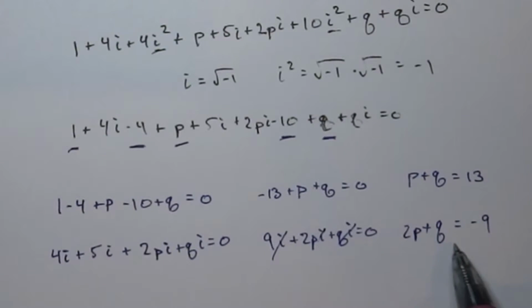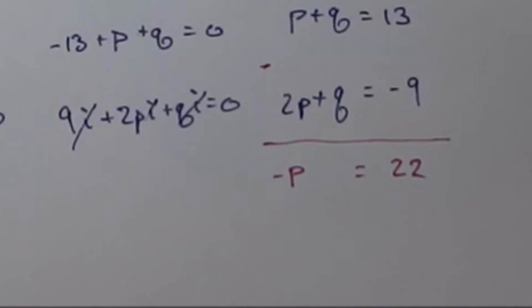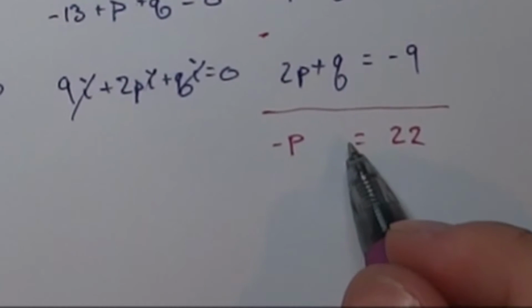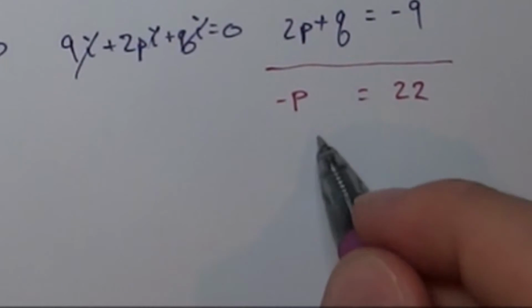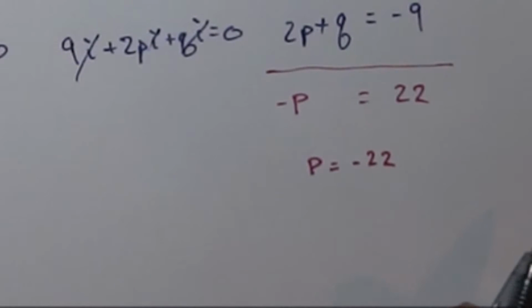Now, if I take both of these and I see that they're a system of equations, I can subtract the bottom one from the top one. So p minus 2p gives us negative p, q minus q is 0, equals 13 minus -9 becomes positive 22. And what is it simplified to? Well, this becomes p equals negative 22.